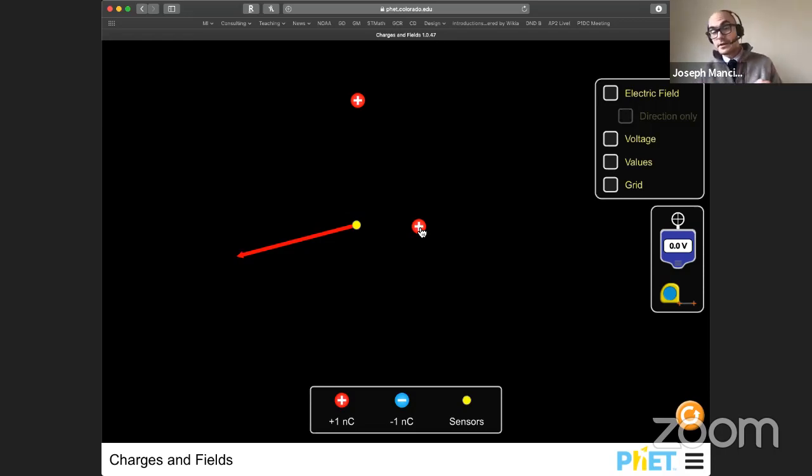So the direction of the field caused by the new charge is left, and it's a much greater magnitude than the original charge. So now you see that the electric field at that location is a little bit down and very much to the left, adding these as vectors.